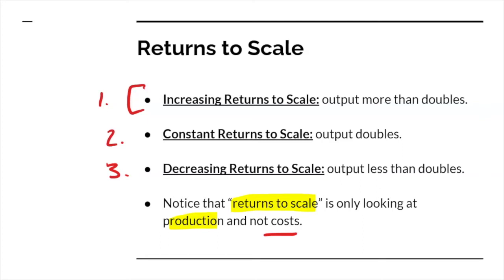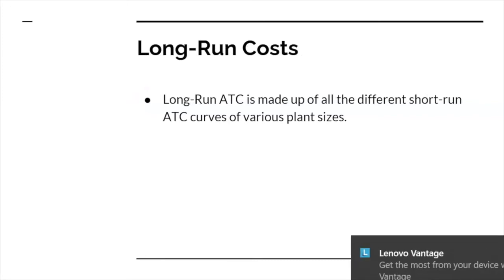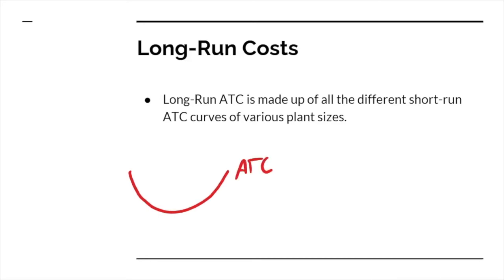Even though we're talking about long run production costs, when we're talking about returns to scale, we're only looking at the production, how much the company is producing, not necessarily how much it costs to produce the final product. We went over in our last video what the short run ATC is. It's basically a smiley face, a U-shaped curve.